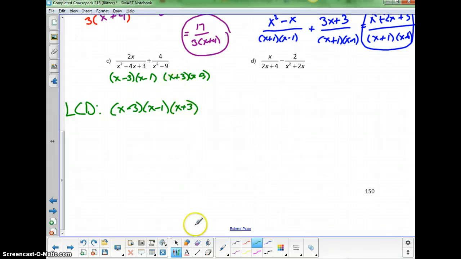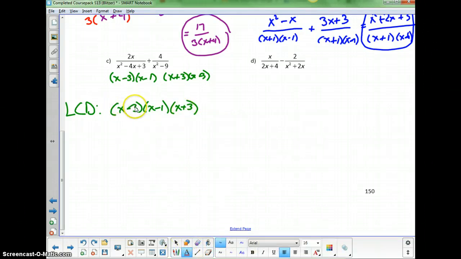Okay, so I should be able to cover up part of any denominator. I should be able to cover up this part to see the first one, and this part to see the second one. So I have both denominators encapsulated inside this least common denominator.